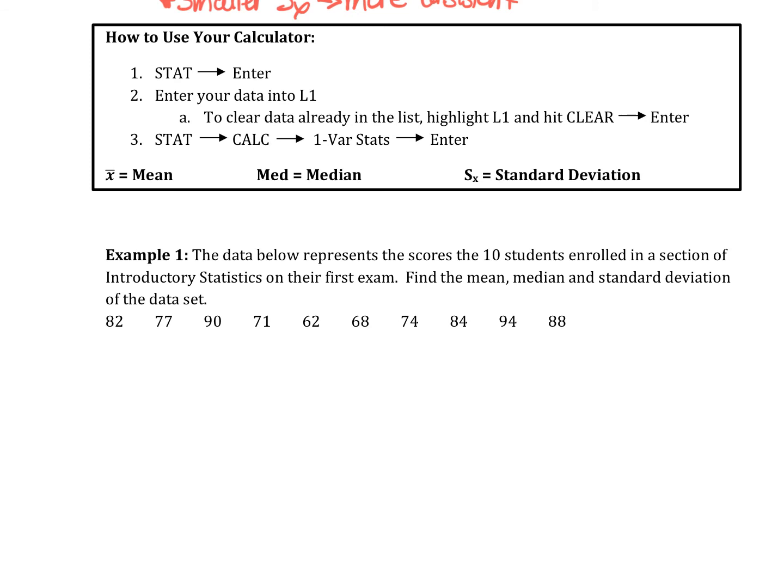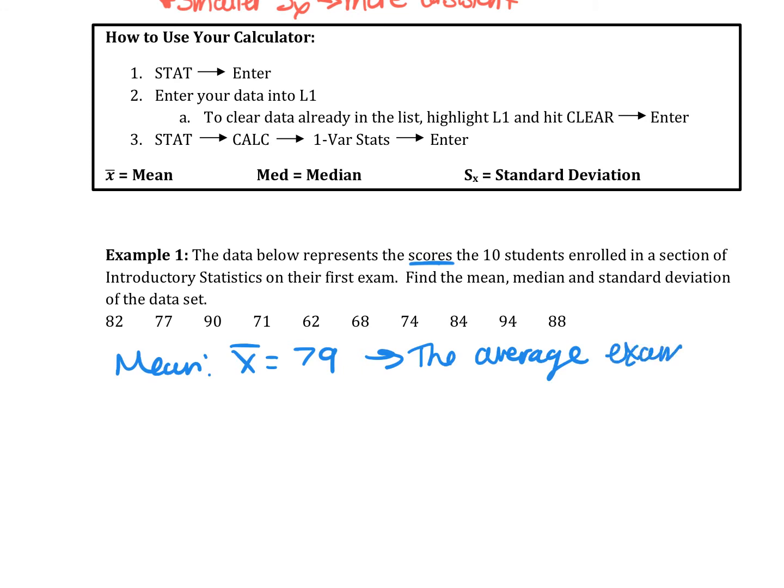Okay, so we had our mean. That was the x-bar, and that was 79, which is telling you that the average, in this case it was scores on an exam. So the average exam score is 79.